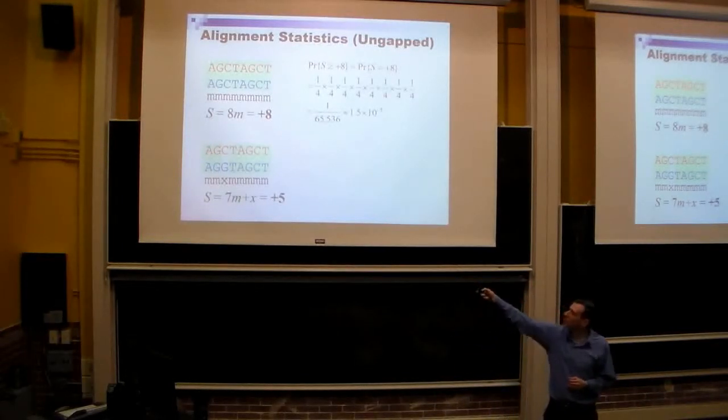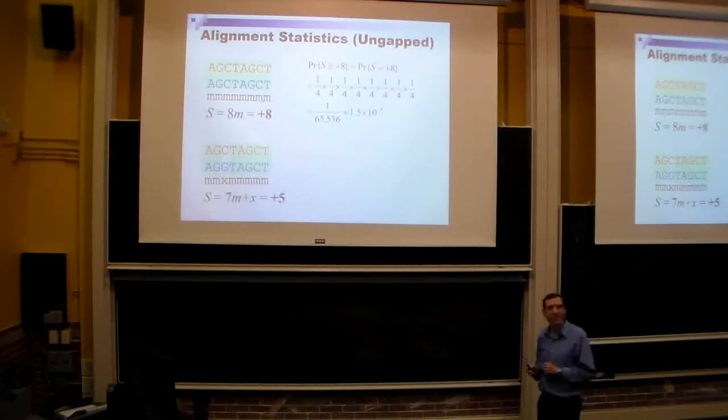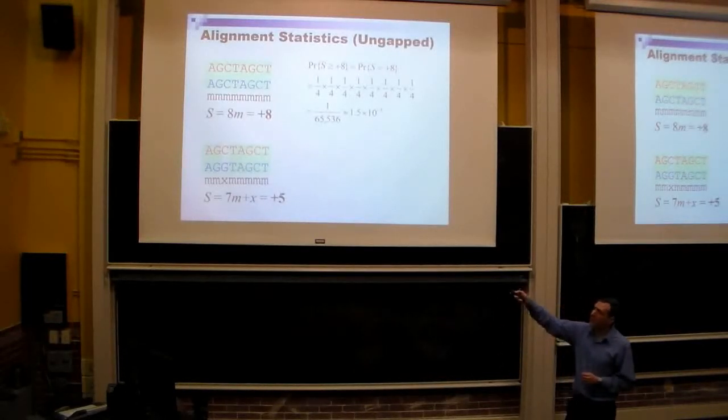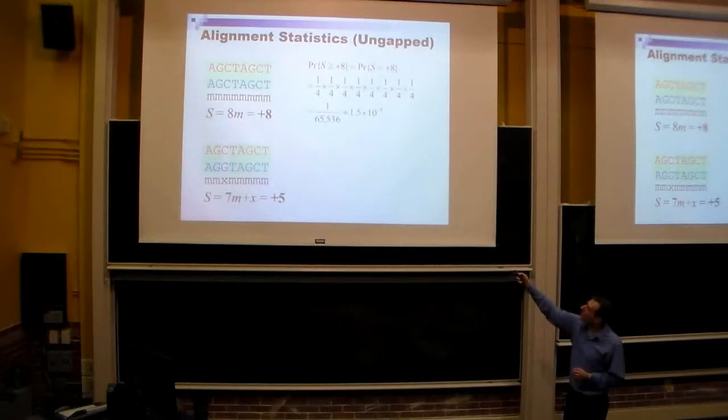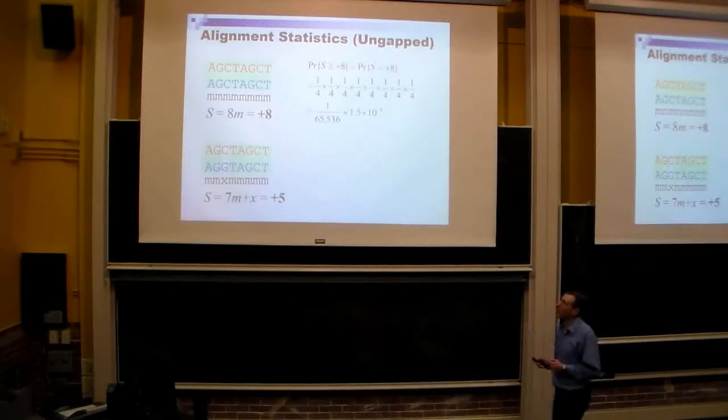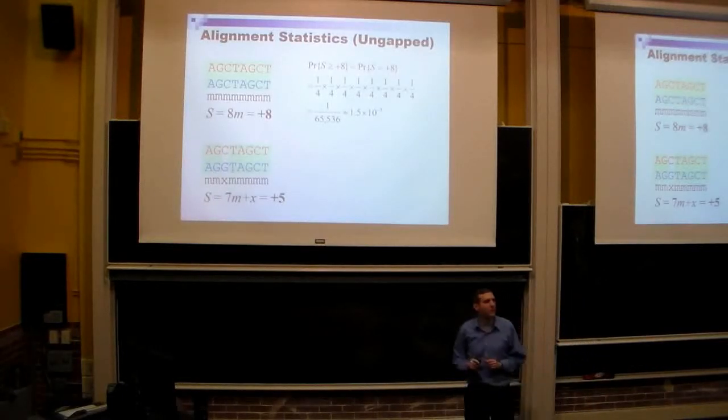Likewise, in the second position, there's a 1/4 chance we would get a G in our random sequence that matches the G in our query. There's 1/4 chance we would get a C in the third position, matching the C in our query, and so forth. So if we're assuming these are generated independently of one another, the probability of getting a score of +8 under our null hypothesis is just 1/4 to the power of the number of nucleotides. So that's 1/4 to the 8, which is 1/65536, or about 1.5 times 10 to the -5. So any questions about this?